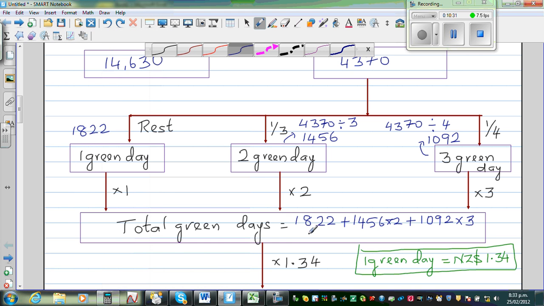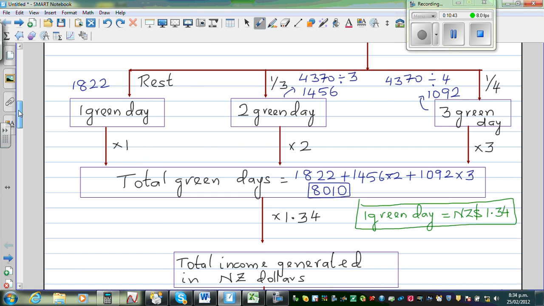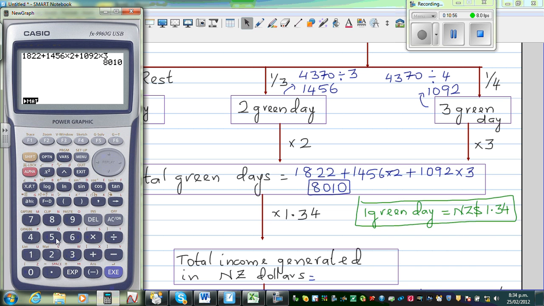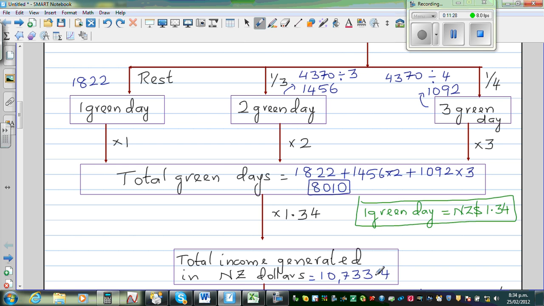So this is the total number of green days that the organizers of the music festival could make people buy. Now, one green day costs 1.34 New Zealand dollars. To calculate the total income generated, 8,010 times 1.34 is 10,733.4. I'm not going to round this; I'm going to write the exact number. So 10,733.4 New Zealand dollars were generated.